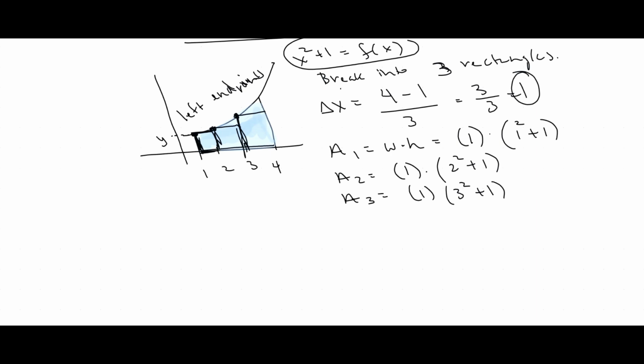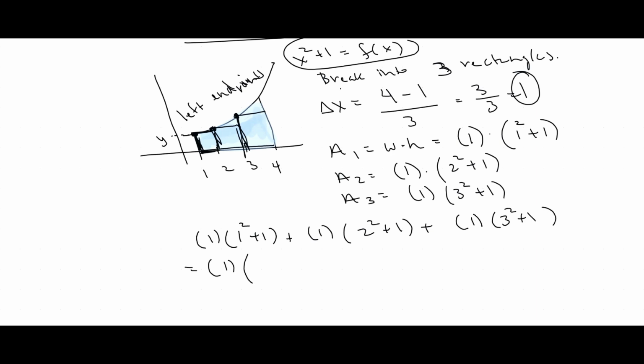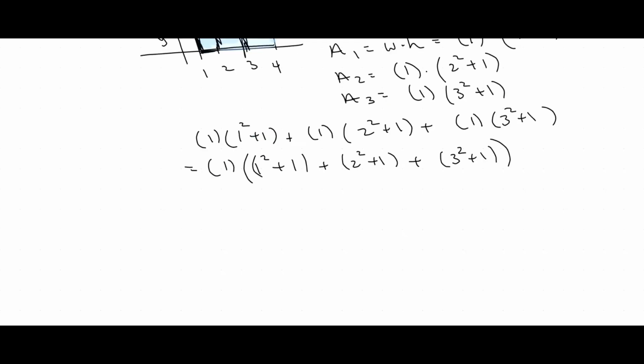So 1 times 1 squared plus 1, plus 1 times 2 squared plus 1, plus 1 times 3 squared plus 1, which is the same as 1 times 1 squared plus 1 plus 2 squared plus 1 plus 3 squared plus 1. And so we can see that we can add these up. So 1 plus 1 plus 4 plus 1 plus 9 plus 1 will give us 3, 4, 8. So we'll get 17.